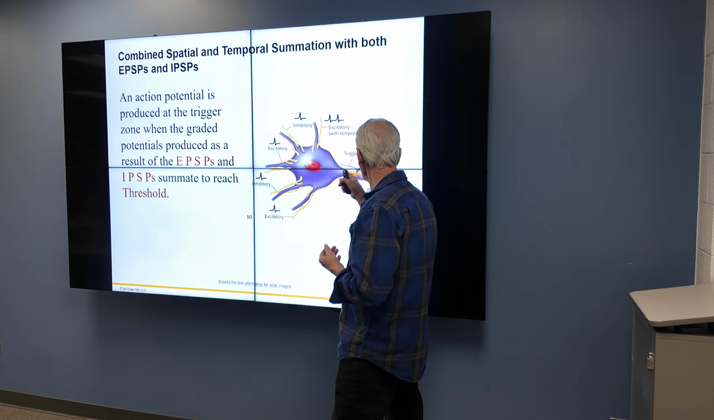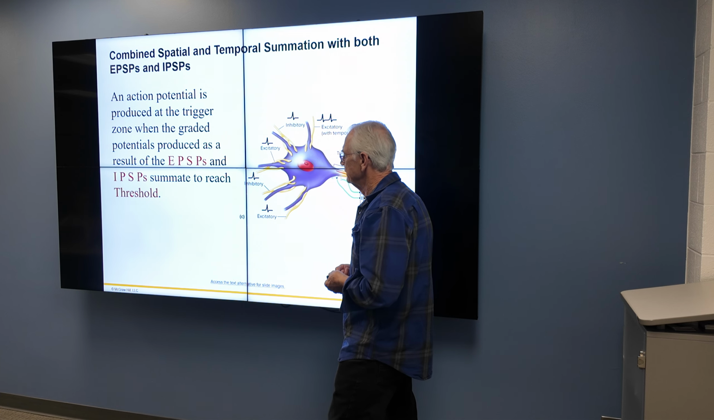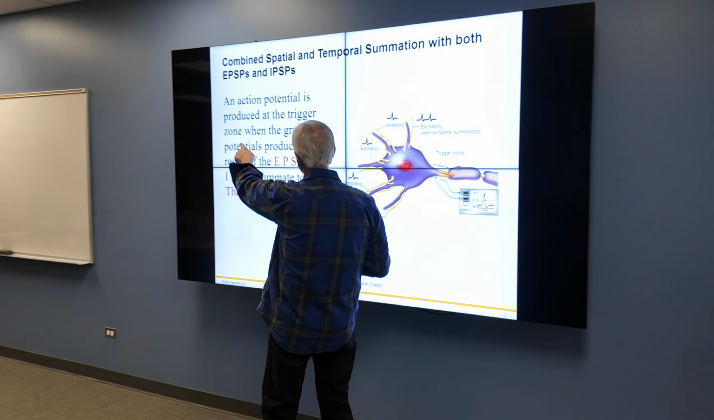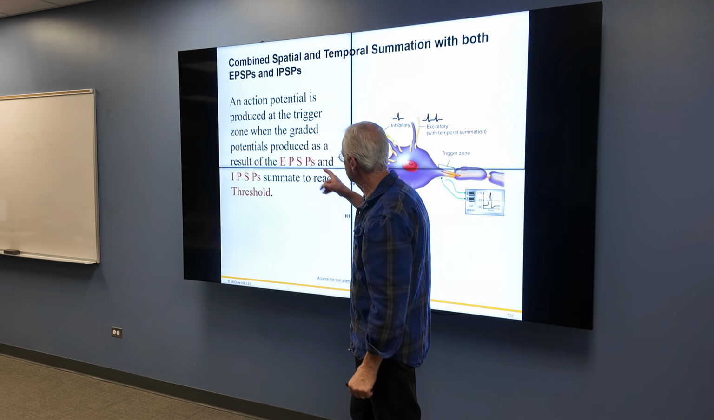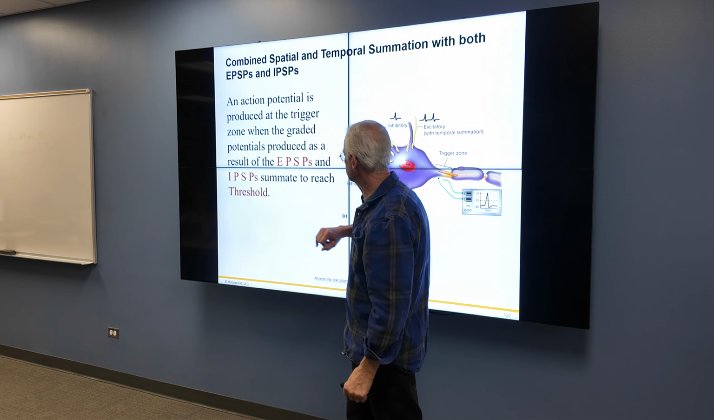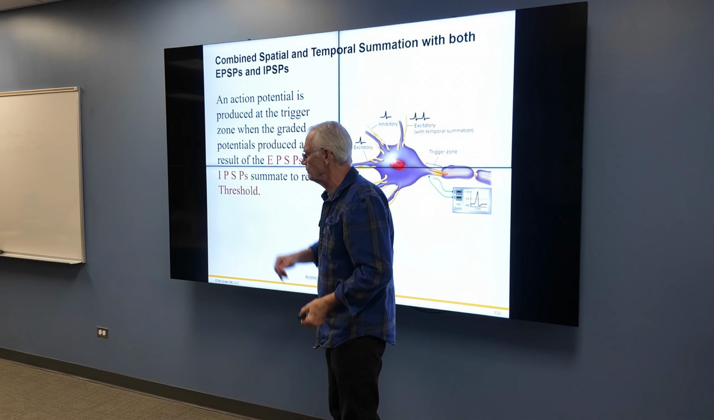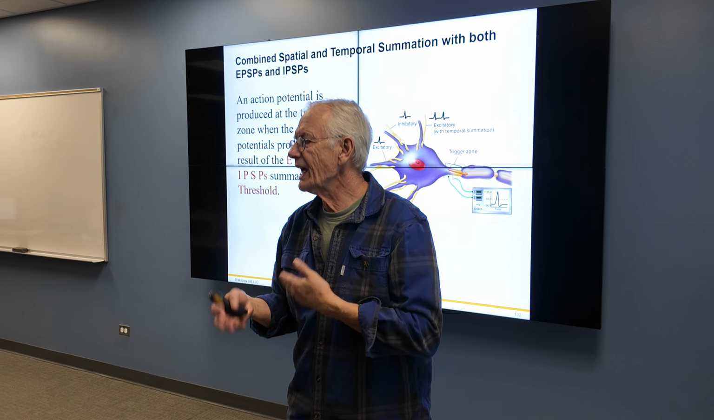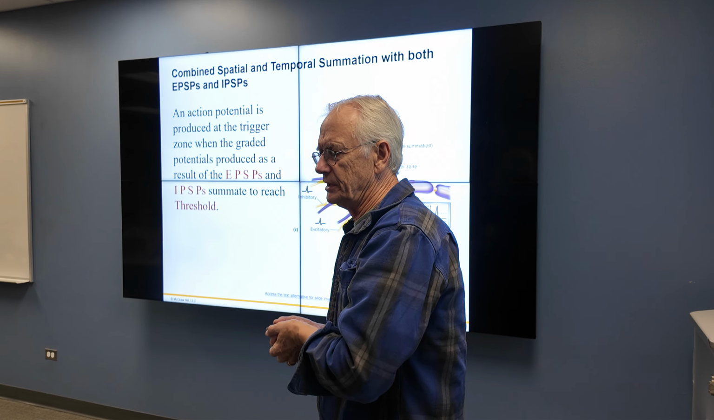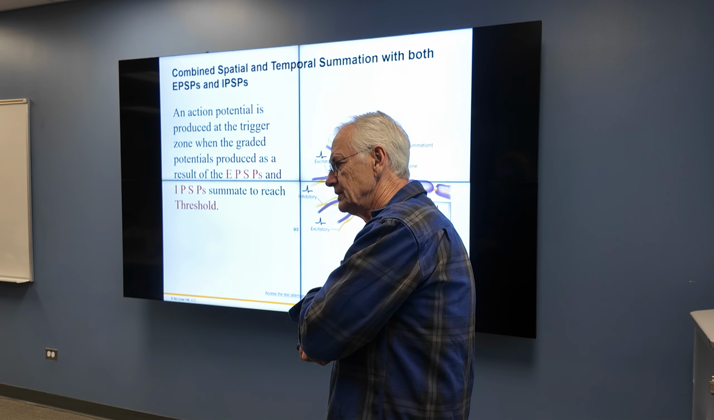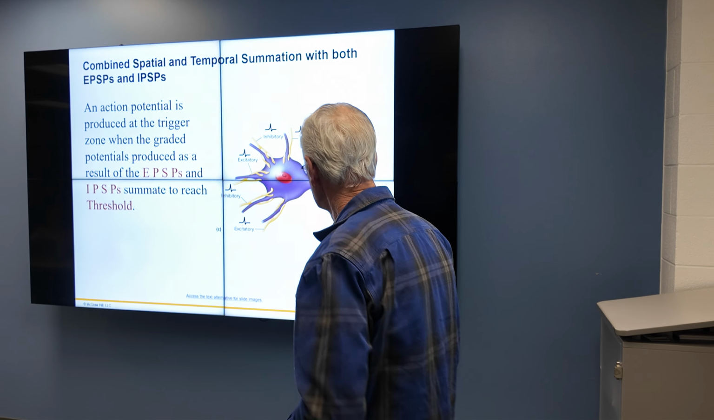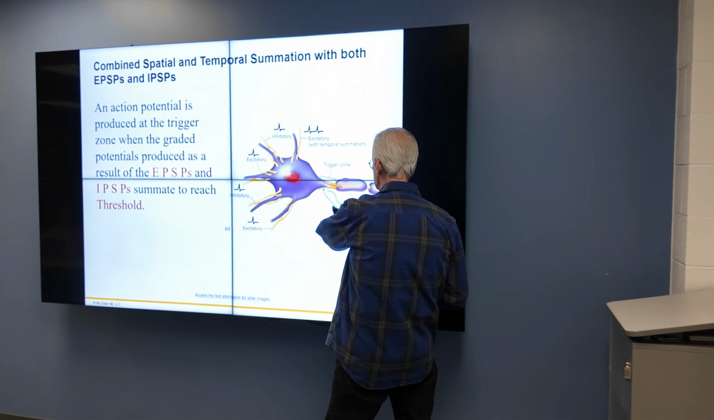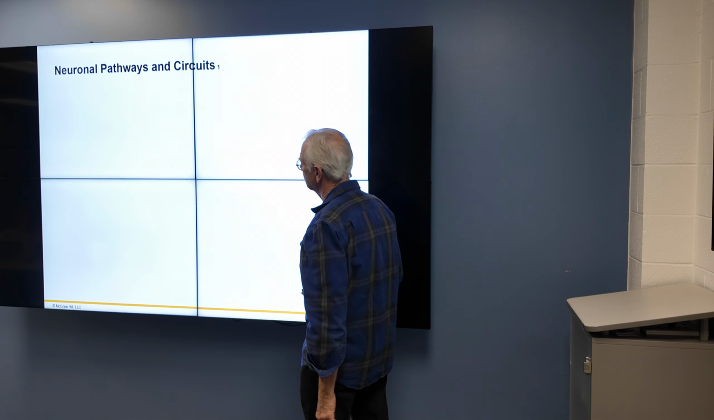Okay, we're gonna see, are we gonna generate an action potential? What do we have here? An action potential is produced at the trigger zone when the graded potential produced as a result of EPSPs and IPSPs summate to reach threshold. One of them has to exceed the capability of the other. The summation of the EPSPs has to exceed the IPSPs in order for us to actually have something that reaches threshold here.